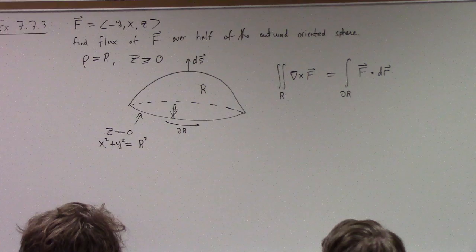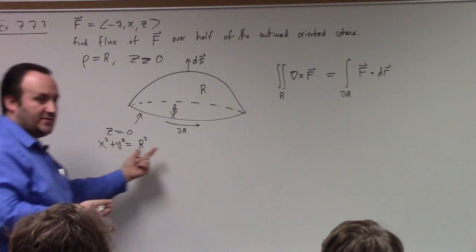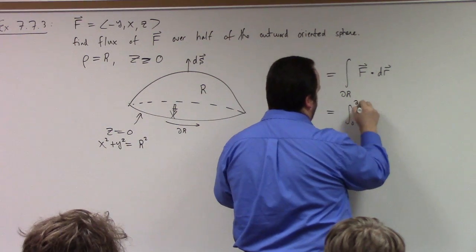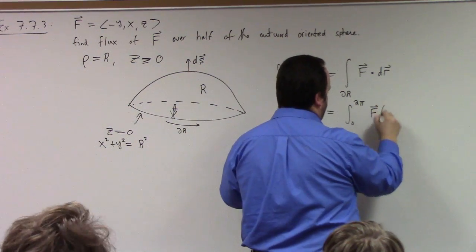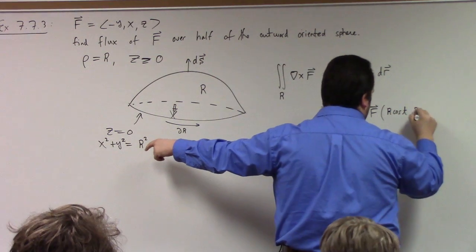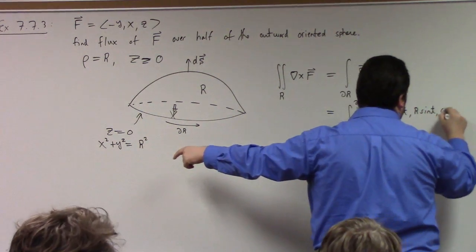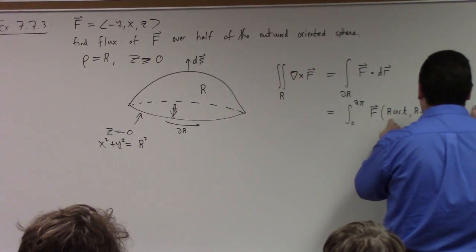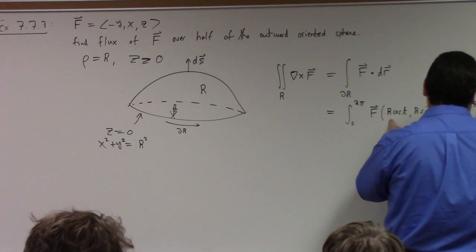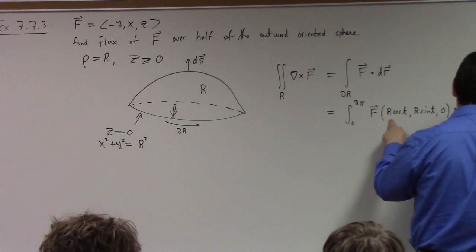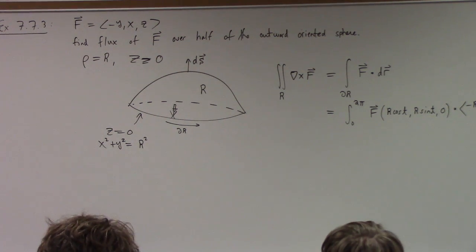So to calculate the line integral, we should parameterize this circle. Can you do that? From 0 to 2 pi, F of, what's the parameterization of the circle? How about r cosine t, r sine t, 0. And then I have to dot with the velocity vector here, which is what? Minus r sine t, r cosine t, 0, dt.